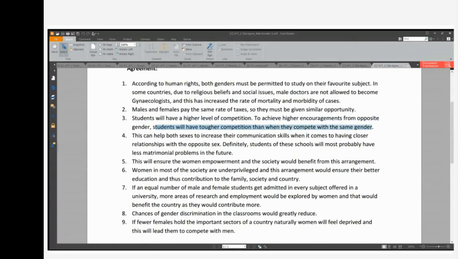So we can say this can help both sexes to increase their communication skills, or when it comes to having a closer relationship with the opposite sex. Definitely students of these schools will most probably have fewer matrimonial problems in the future because they are actually used to having good communication with the opposite gender. Okay, so then this will ensure women empowerment, and the society will benefit from this arrangement. Obviously, there are many societies in the world.